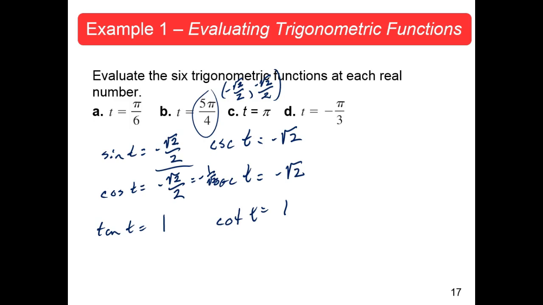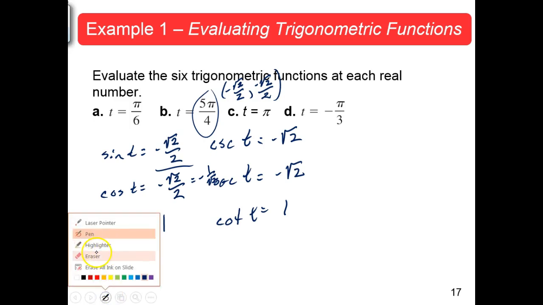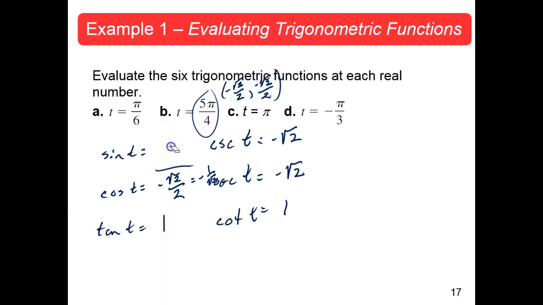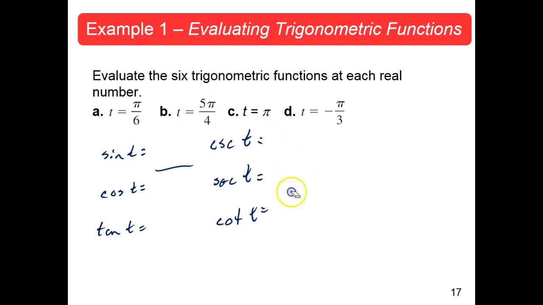That was pretty easy, wasn't it? Somewhat. Okay. Any questions on it before I erase it? Okay. Then let's do, I'm going to be really lazy this time.